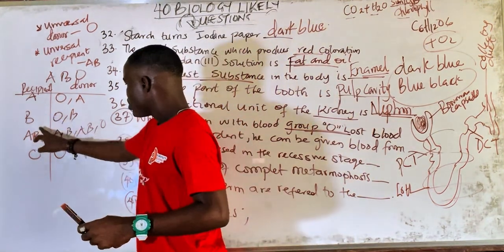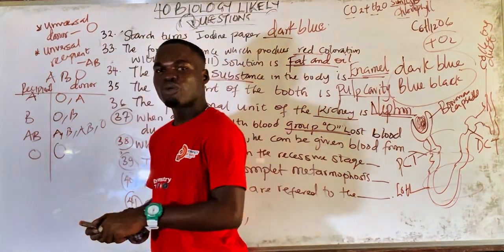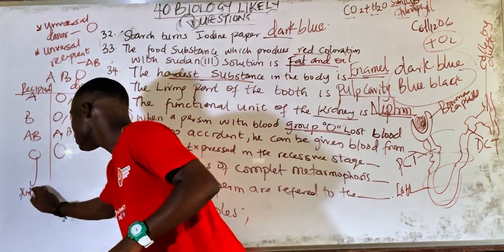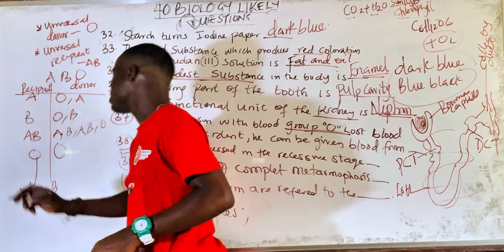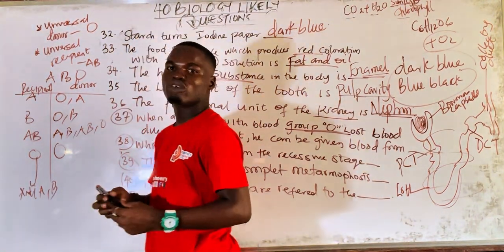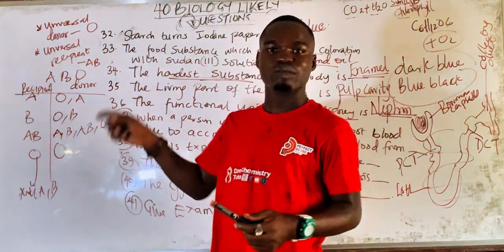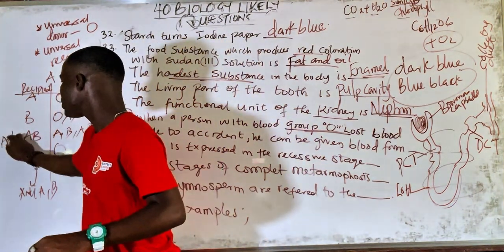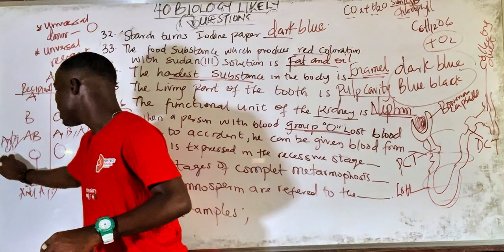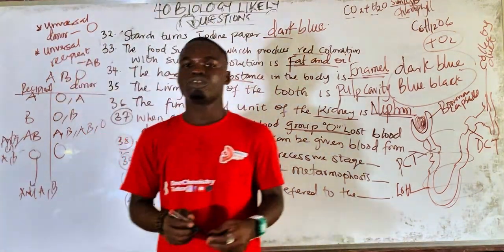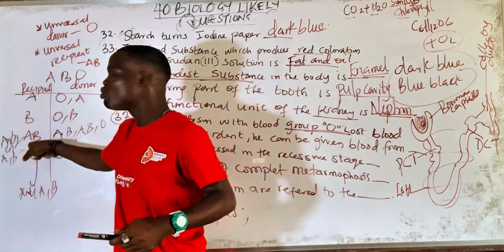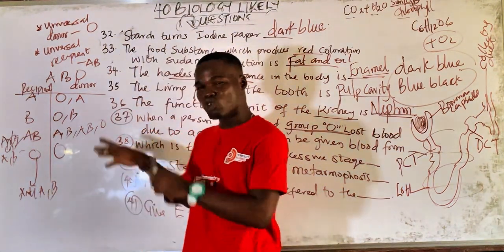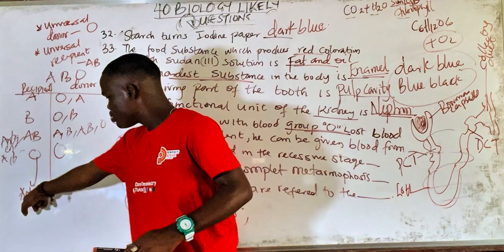You can also note that blood group O has anti-A and anti-B. What do I mean? Antibody A and antibody B. Why can AB receive from all of them? It's because it has antigen A and antigen B. This one has no antibody. This one has antibody A and antibody B. I'm using this to explain everything.